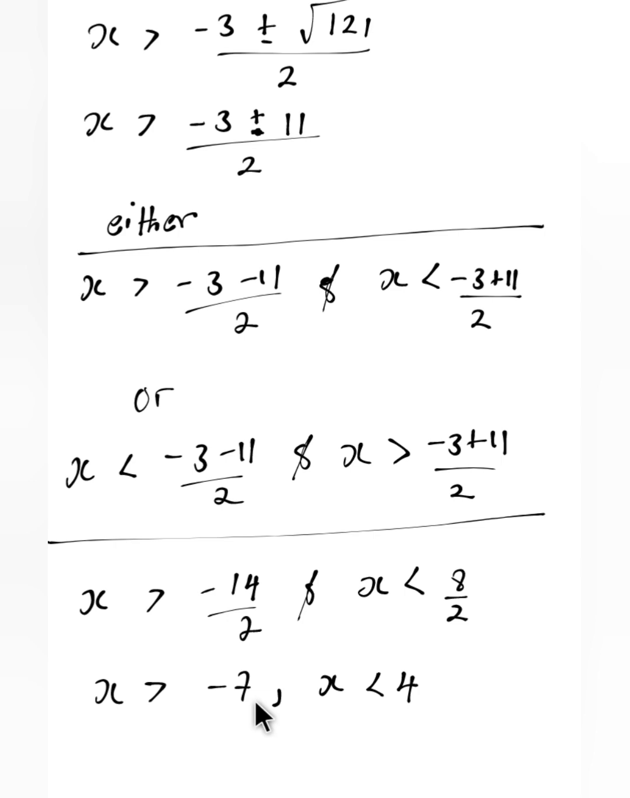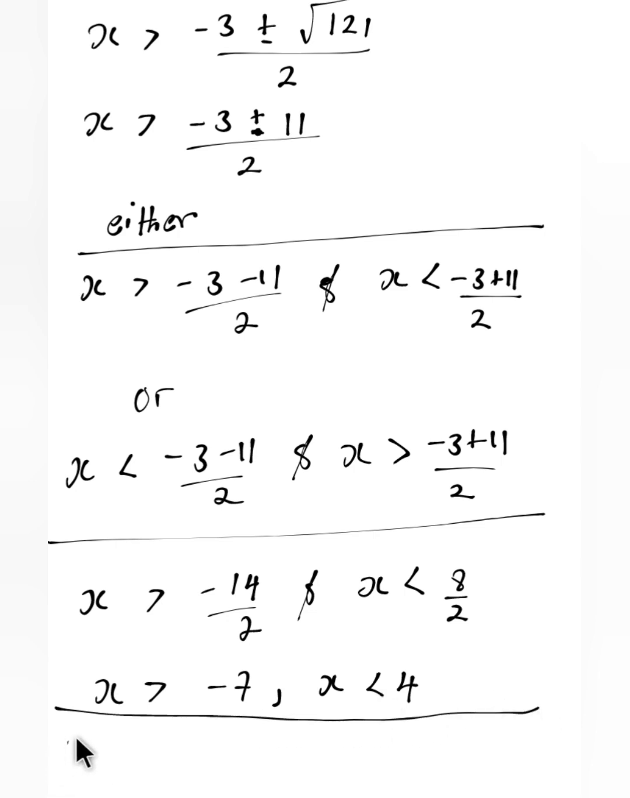S is bigger than minus 7 and S is smaller than 4. Of course it is. It's very possible that S can be bigger than minus 7 and smaller than 4. But this other expression here, will this one be reasonable? Now let's check.